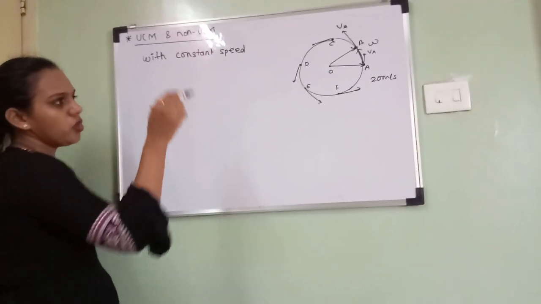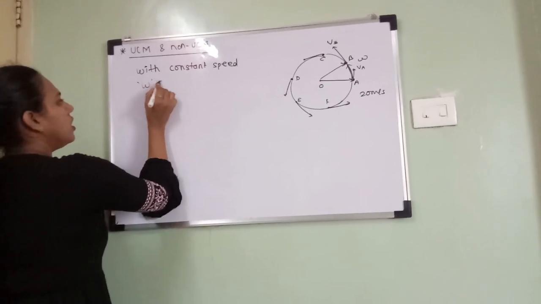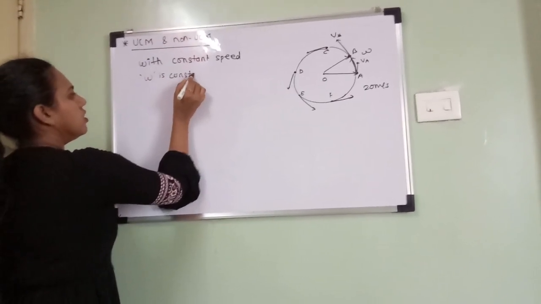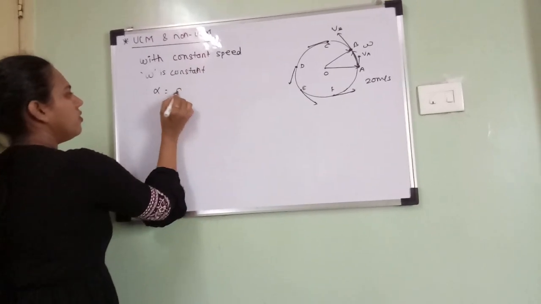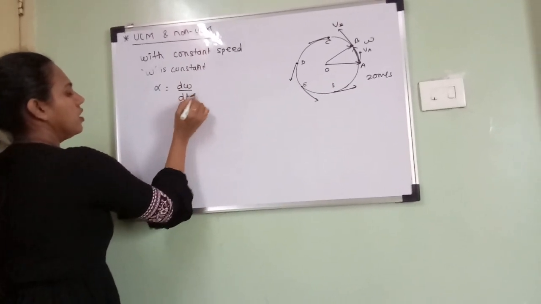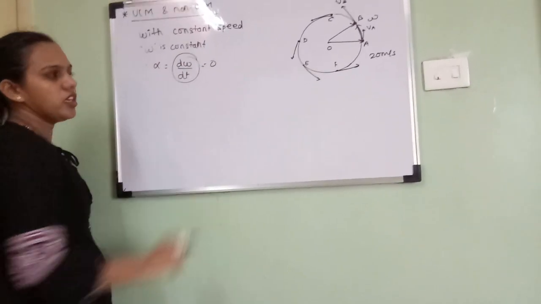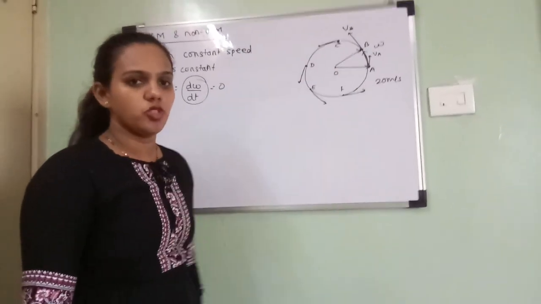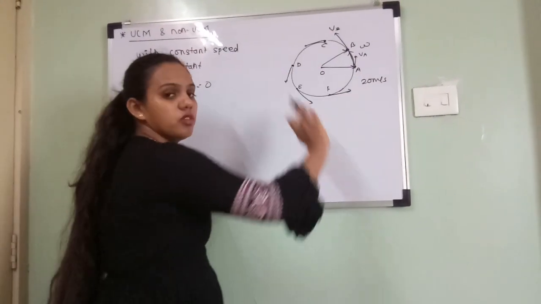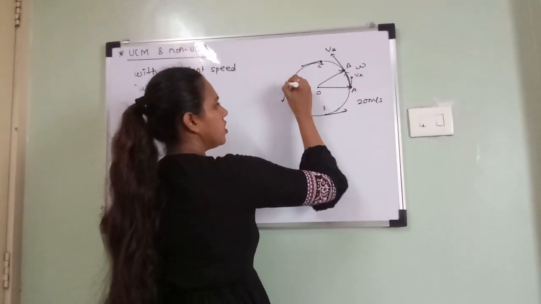That omega value or that linear velocity term is the same. Omega is constant in UCM. So therefore what will be alpha, which is nothing but d omega by dt. The derivative of a constant term is 0. So you will get the alpha value as 0. There will be no acceleration in uniform circular motion because of change of velocity. Again at this point the acceleration is 0.